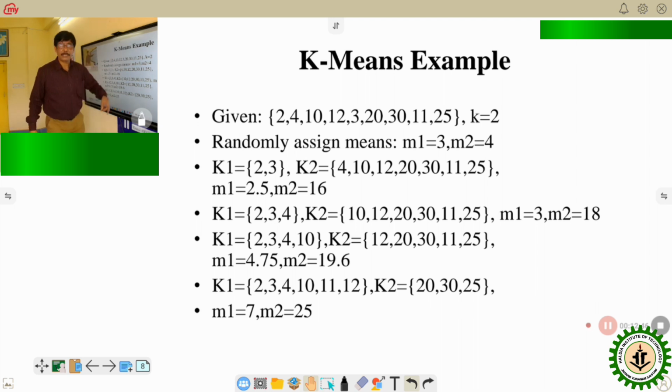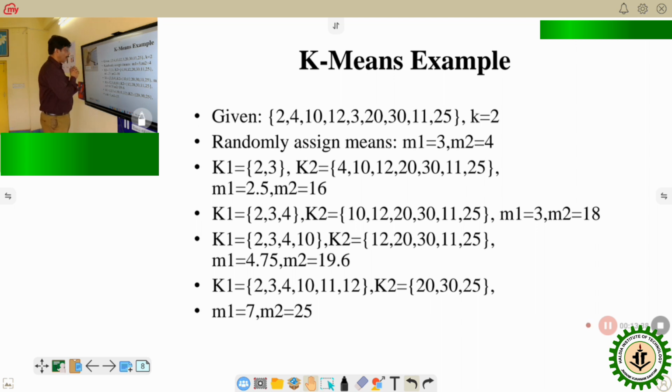Now what will I do? The cluster heads I chose randomly, but in the next step I don't have to choose randomly. I take the mean of the first cluster, that is 2 plus 3 divided by 2, a simple arithmetic mean, which is 2.5. And I take the mean of the second cluster: 4 plus 10 plus 12 plus 20 plus 30 plus 11 plus 25 divided by 7, as there are 7 points, and that becomes 16. So these are the new cluster heads. The cluster head changes in each iteration. So the first cluster is represented by 2.5 and the second cluster by 16.